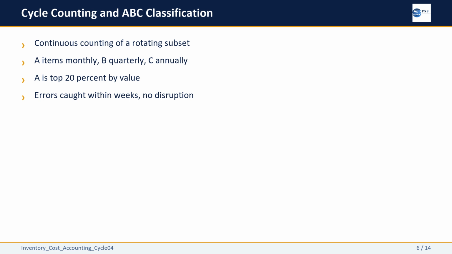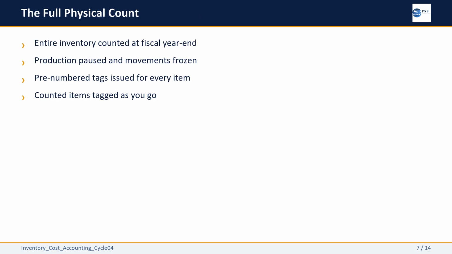The beauty is that errors surface within weeks instead of at year-end, and the warehouse keeps running. That is why cycle counting is preferable to the full physical count for ongoing control. But sometimes you still need the full count, and how you run it matters enormously. The full physical count is the once-a-year event where the entire inventory is counted at one time, typically at fiscal year-end. To make it reliable, the environment is locked down.